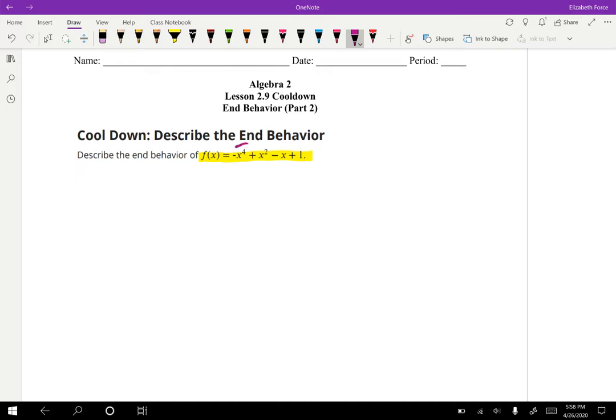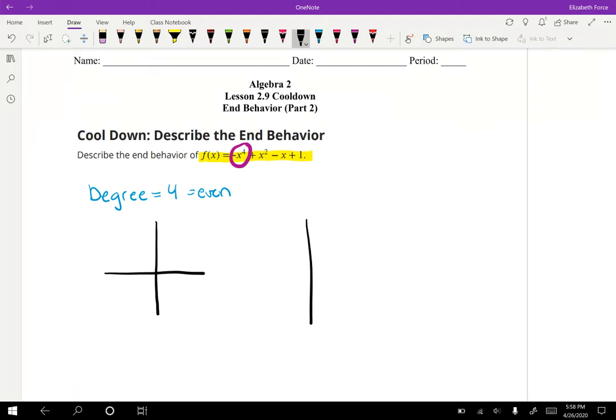So I'm going to circle that guy. And we're going to write down that this is a degree equal to 4. So this is an even degree. Now, an even degree basically means that our end behavior is going to go one of two ways. We are either going to be going in the same direction, where we're both going up, or we're going to go in the same direction when we're both heading down.